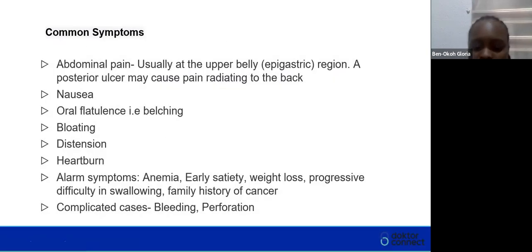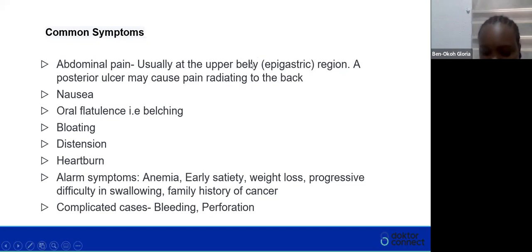The very common symptom is abdominal pain. This abdominal pain is usually in the upper belly, and it might feel like a peppery sensation for some people. Remember I said that it can also affect the intestine, so it can be in the front or in the back. If the ulcer is in the back, some people complain that the pain in their upper belly is also felt at the back. That's also a very common symptom.